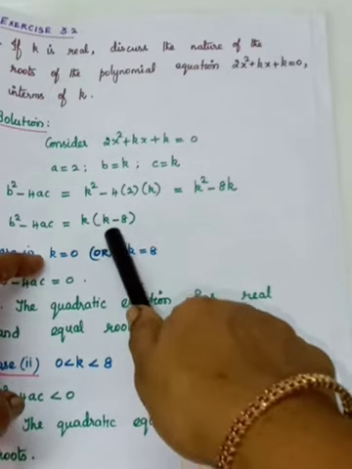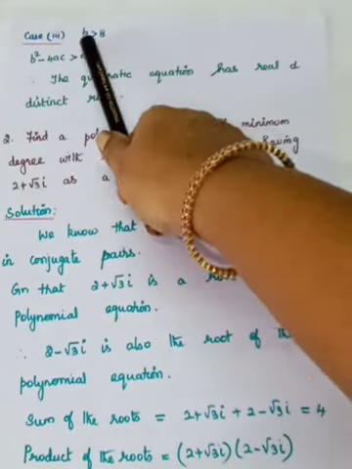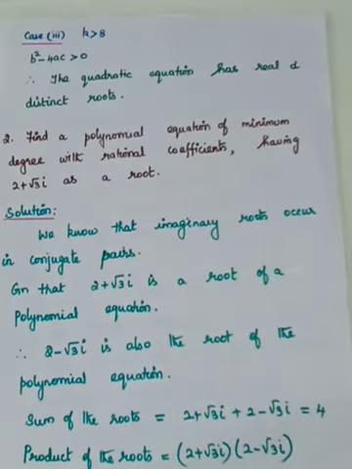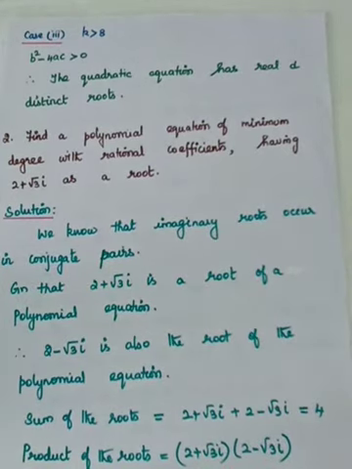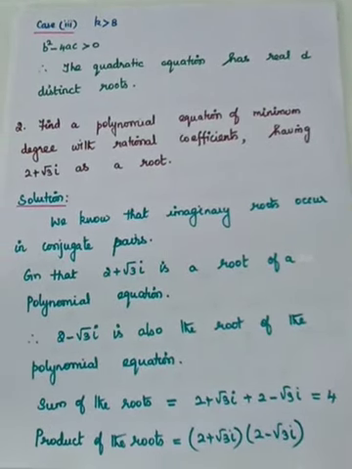So positive into positive is positive. So when k is greater than 8, your b squared minus 4ac is greater than 0. So therefore the quadratic equation has real and distinct roots. Okay, we'll come to the second problem.